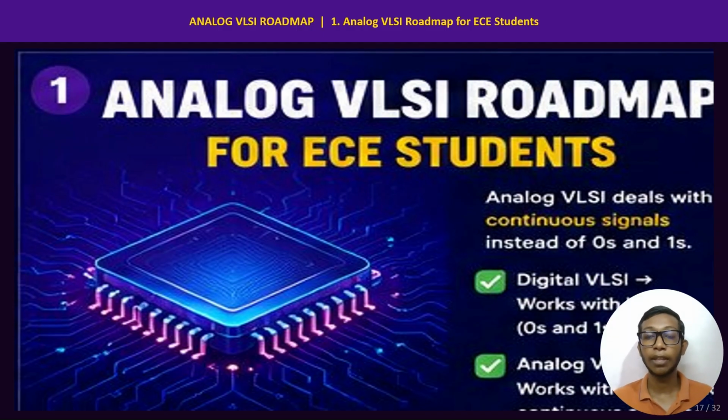In VLSI we have two domains: one is digital VLSI, and the other is analog VLSI. Most students, around 70 to 80 percent, choose digital VLSI. Why, I will tell you later. Moving on, digital VLSI deals with ones and zeros, binary numbers, but analog VLSI always deals with continuous signals.